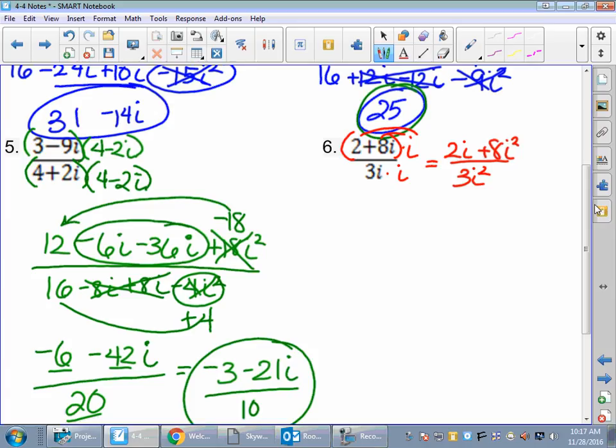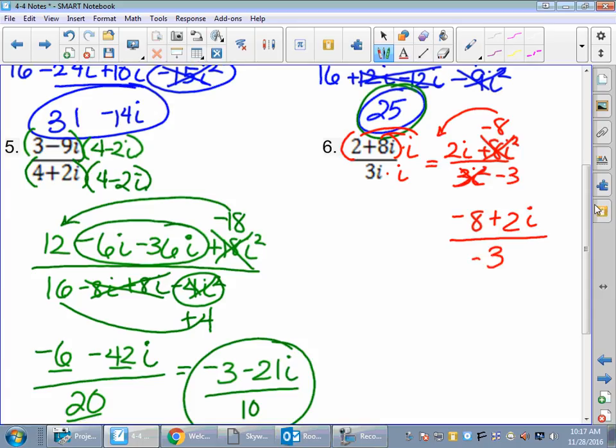And what that does is it really makes my real part imaginary and my imaginary part real. So this positive 8i squared becomes negative 8. So I have a negative 8 plus 2i. Remember, we always put the real part out in front of the imaginary. And then the 3i squared on the bottom becomes a negative 3.